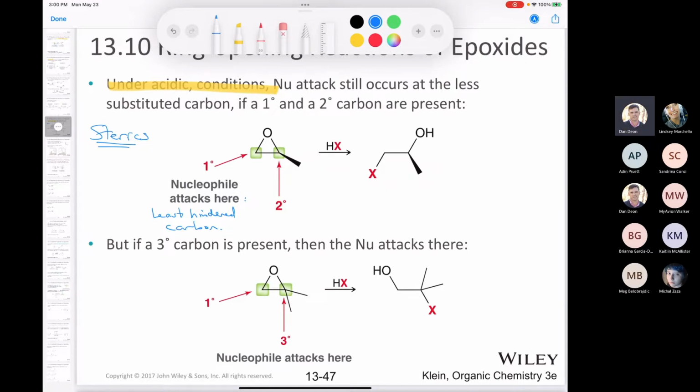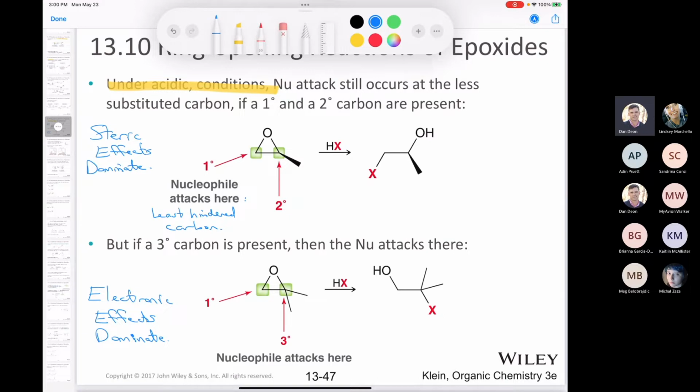If you're thinking, why the heck would it do that? It's because the dominant effect here is not sterics, but electronics. So we'll put here electronic effects dominate. And we'll put here steric effects. Sounds good.